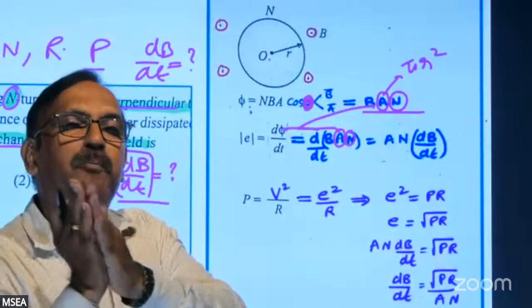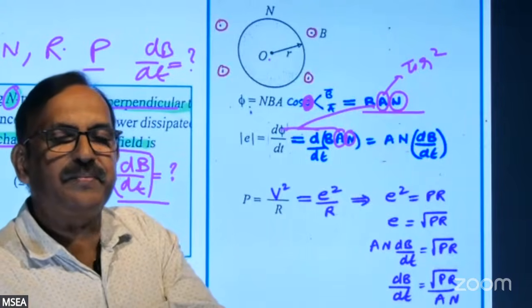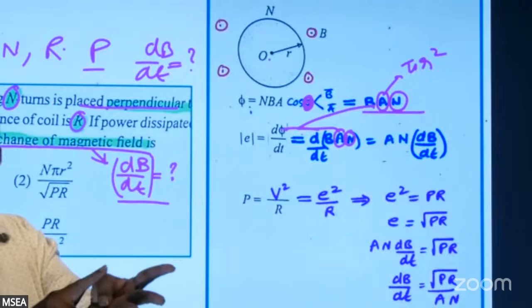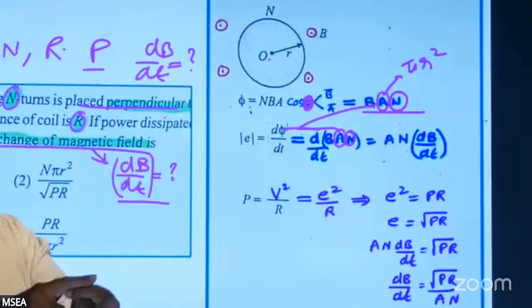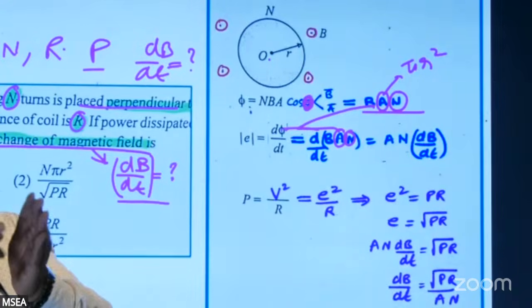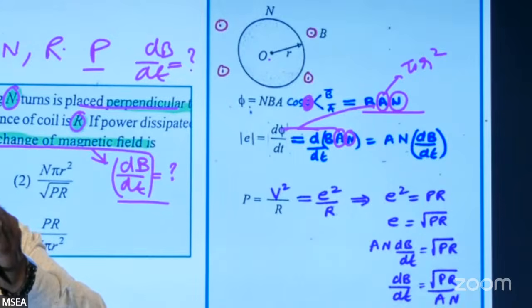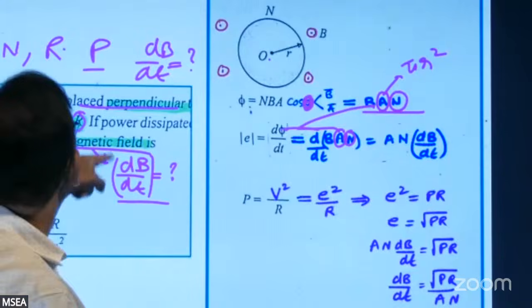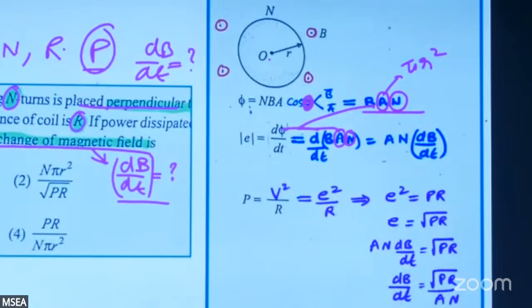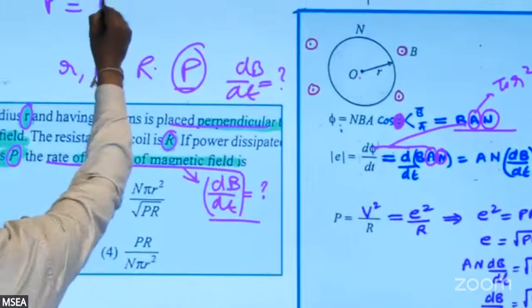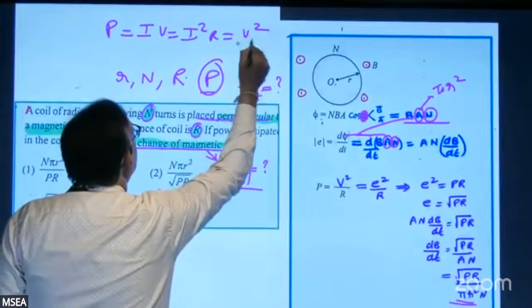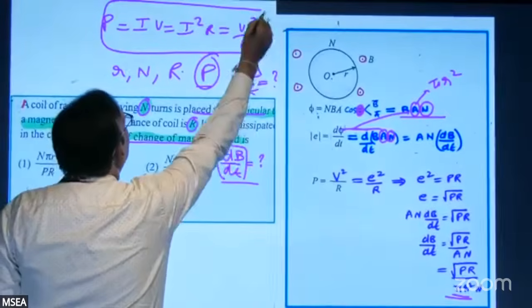EMF is the other name of potential difference. So whenever flux changes with respect to time, some EMF is induced, some current is induced, and naturally, current induced means some electrical energy is developed as well as some power. Now, what is the power given in the question? P. Once again, from the current electricity topic, you know that electrical power is given by three formulae: IV, I square R, or V square by R.